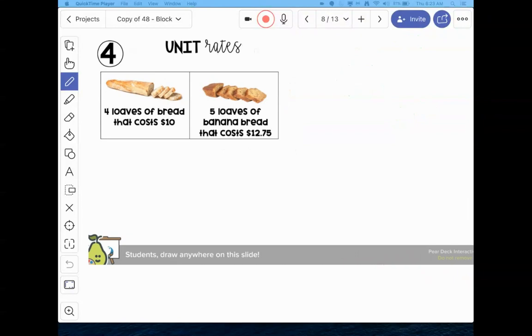Here's our next question, question number 4. It says 4 loaves of bread that cost $10 or 5 loaves of banana bread that cost $12.75. One more reminder: when we're trying to find unit rates, we want that cost on top, and then we want that number of items on the bottom. Don't forget that means we're going to divide the top by the bottom. That's number 4. Go ahead and pause it and get to work on this one.